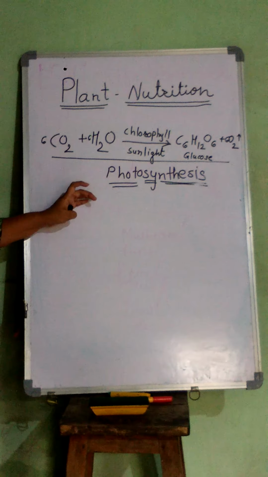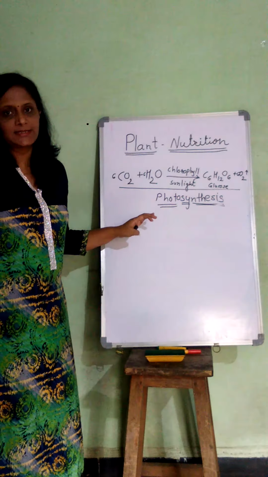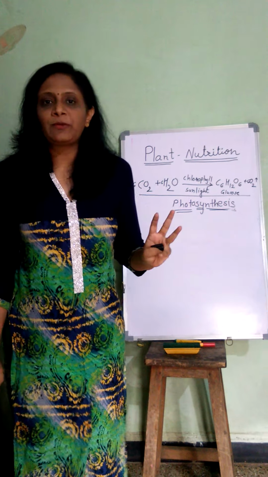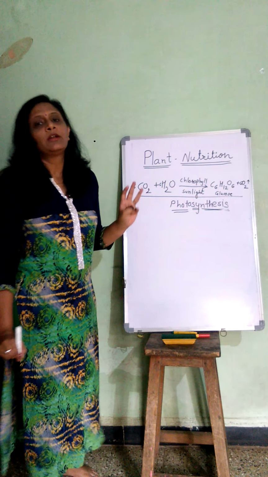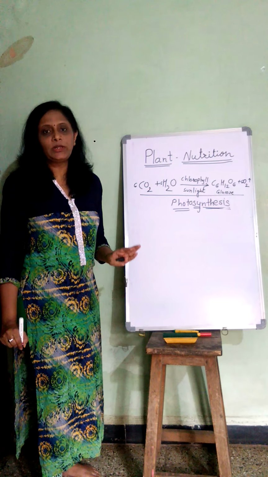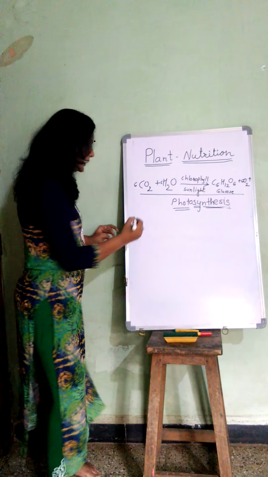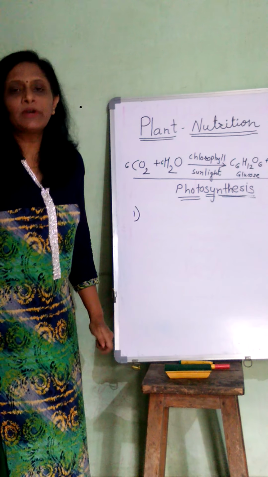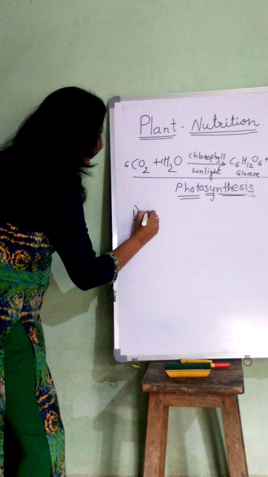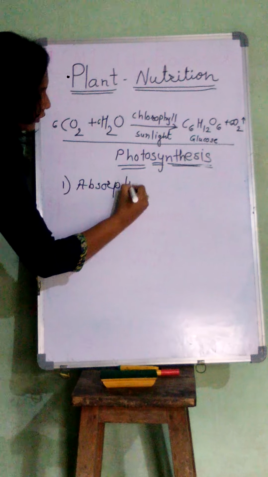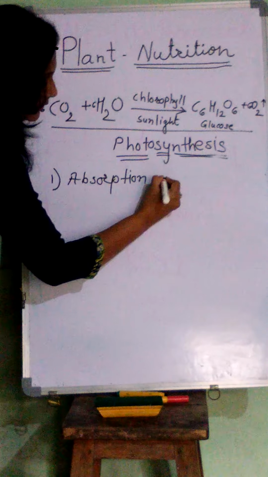I hope you understood the process of photosynthesis. Now, which are the 3 steps of photosynthesis that we are going to learn? The three steps in the process of photosynthesis are: first step is absorption of water.